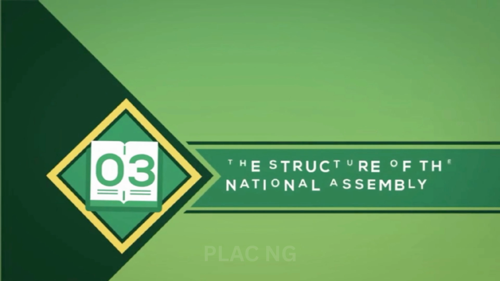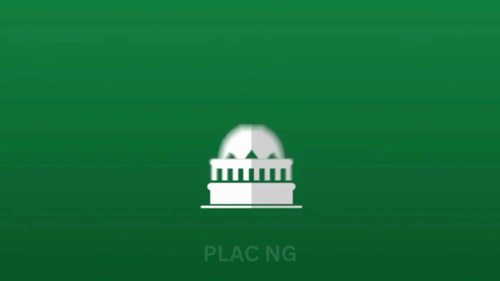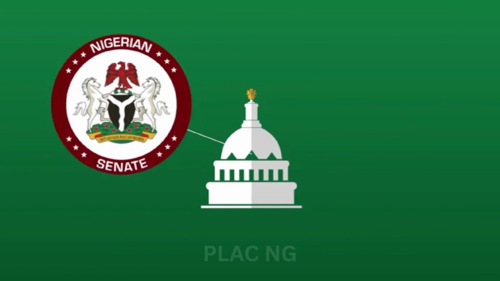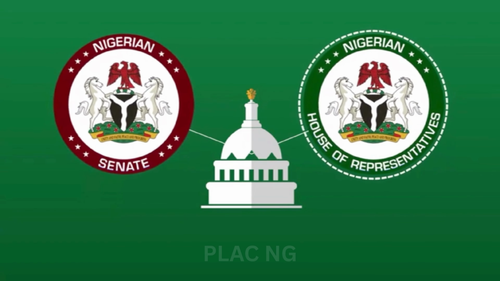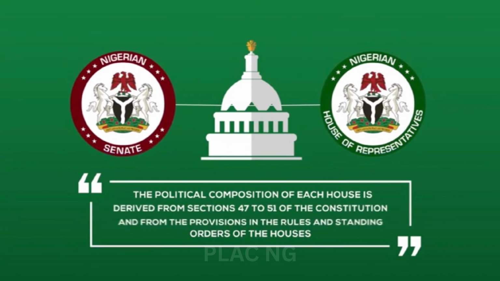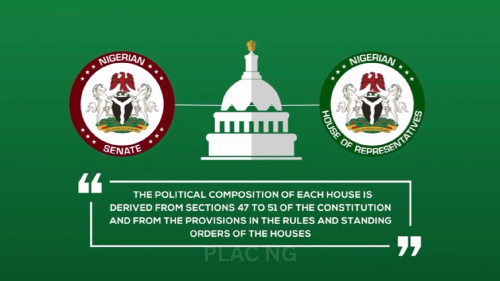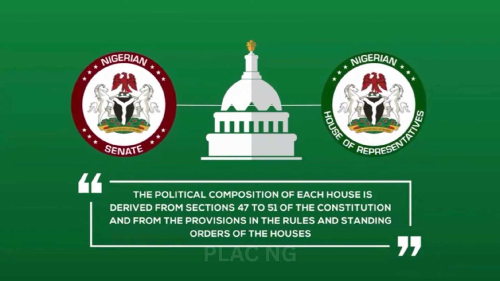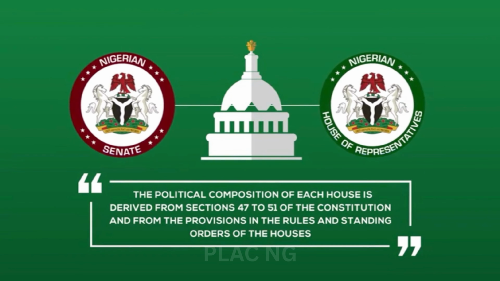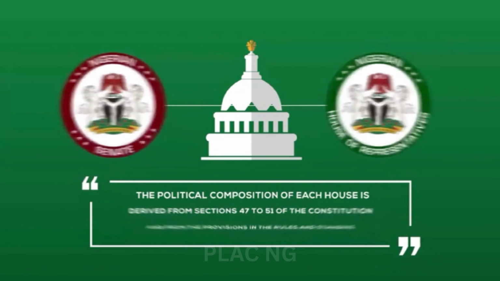Structure of the National Assembly. The National Assembly consists of a political and administrative structure that have been put in place to enable it achieve its legislative mandate. The political setup of the National Assembly consists of a Senate and a House of Representatives. The political composition of each house is derived from sections 47 to 51 of the Constitution and from provisions in the rules and standing orders of the houses.